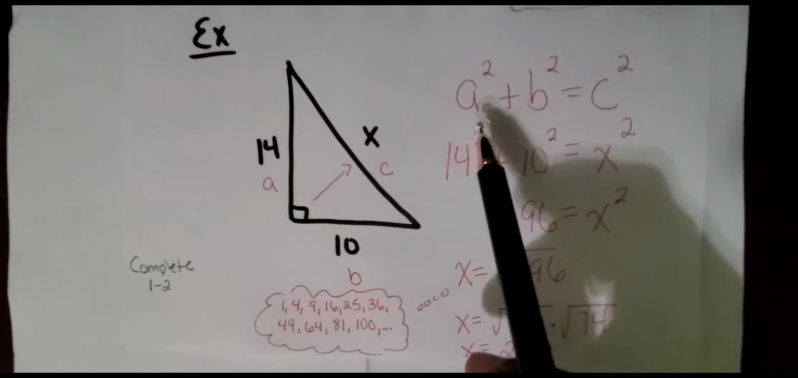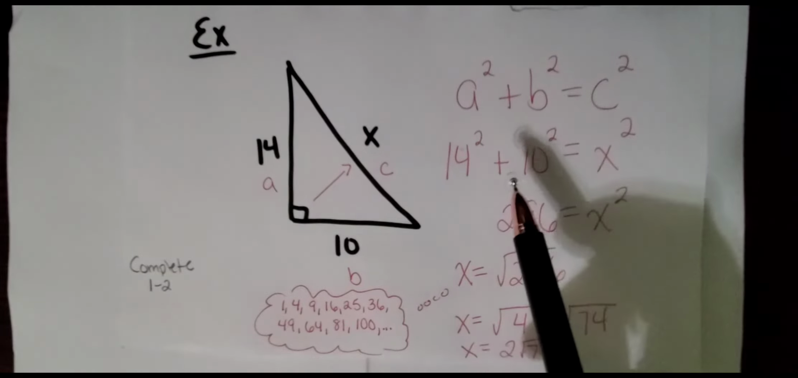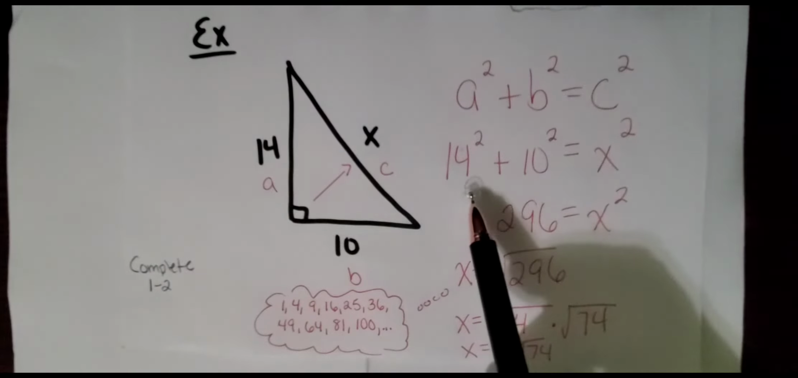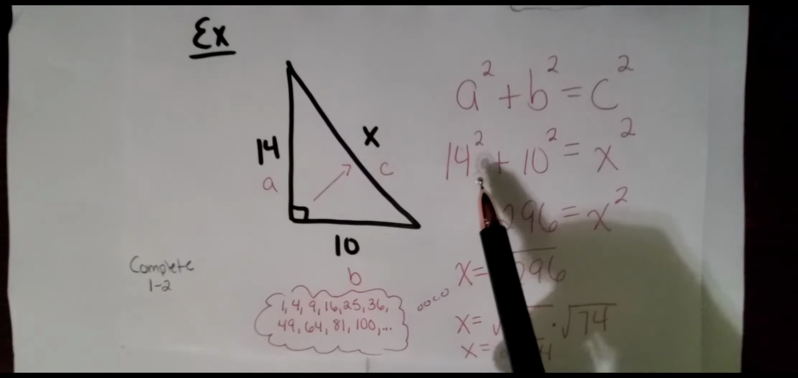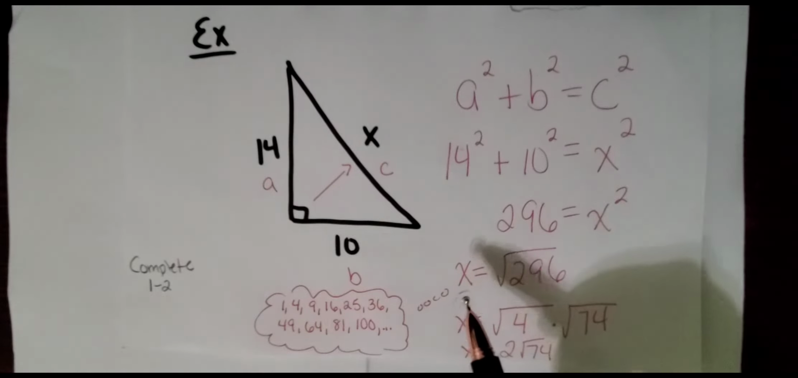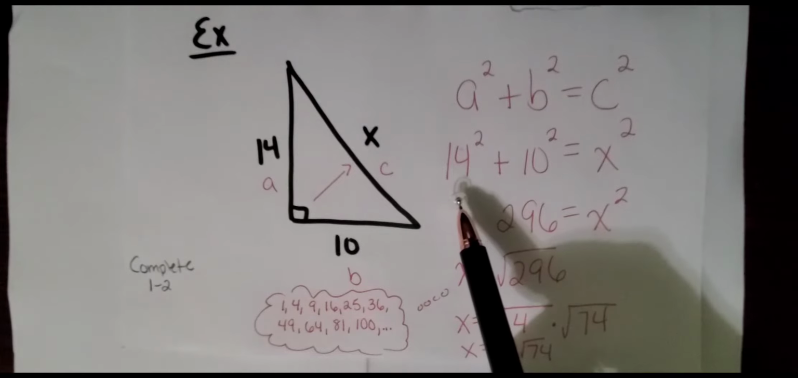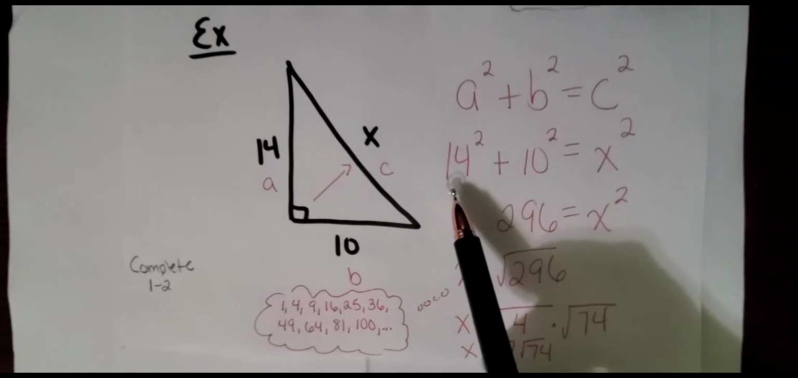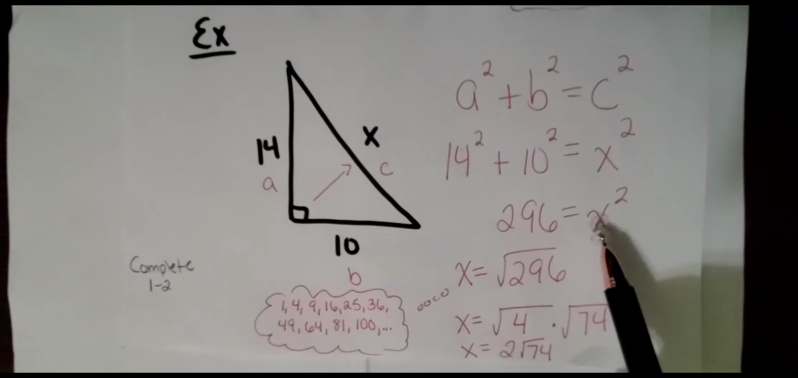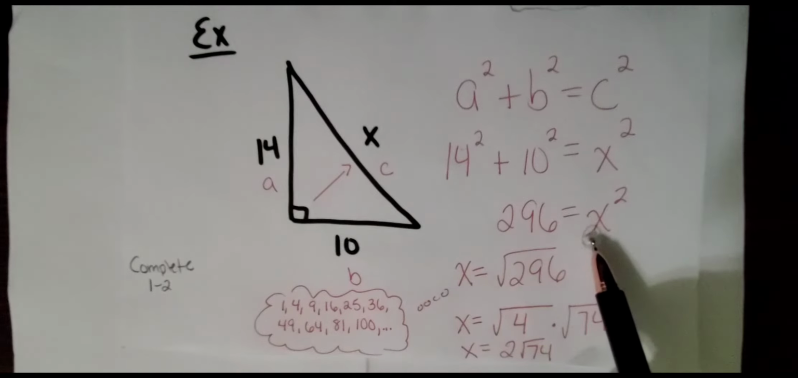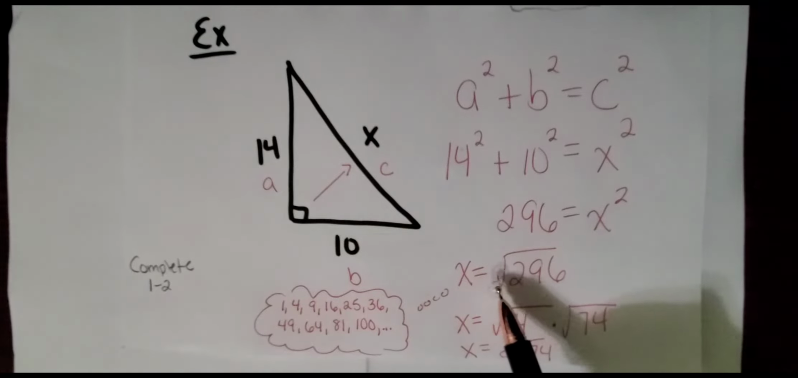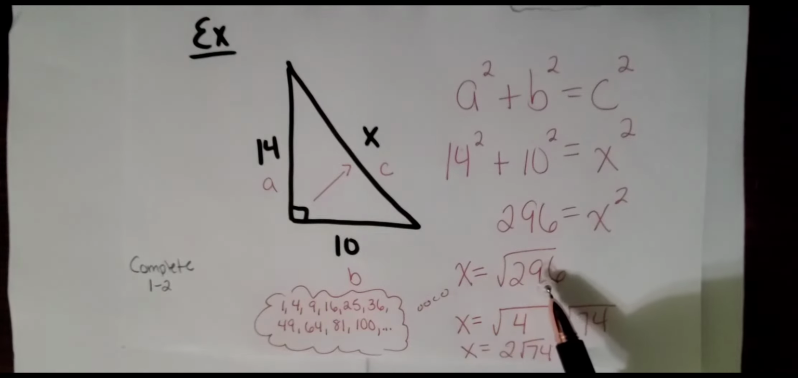So if we use the Pythagorean theorem, a squared plus b squared equals c squared, and we substitute in values for a, b, and c, we would have the following equation: 14 squared plus 10 squared is equal to x squared. Using a calculator, we could find the sum of 14 squared and 10 squared, and it gives us 296. So 296 is equal to x squared. In order to find the value of x, we would have to take the square root of both sides. So x is equal to the square root of 296.